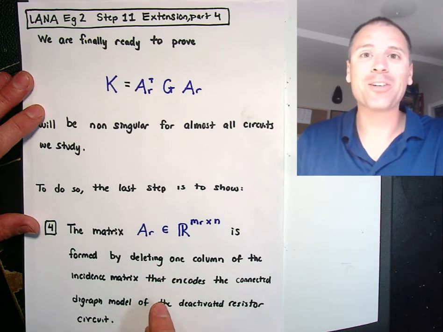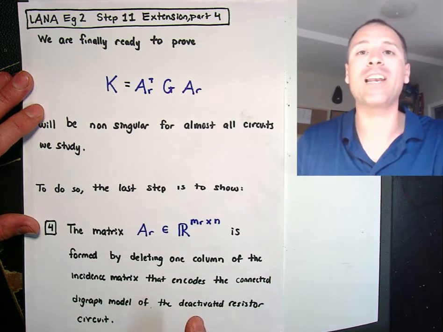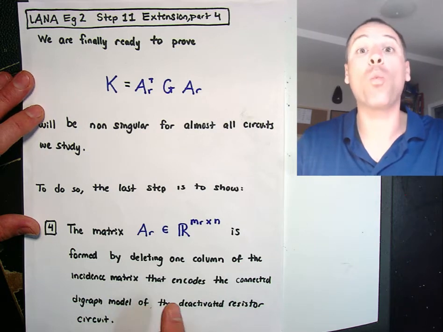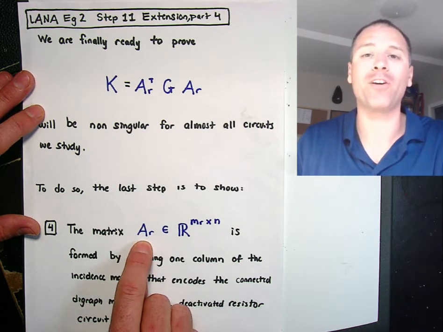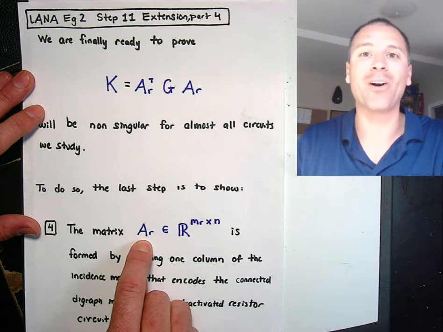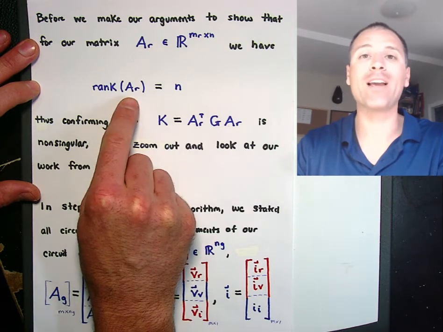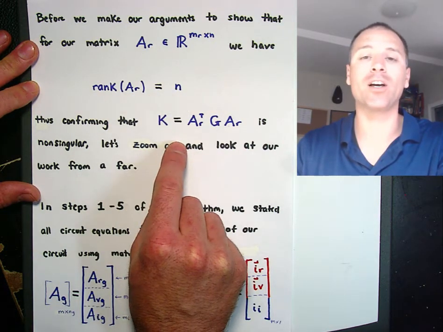We know from our results in graph theory that the number of linearly independent columns associated with an incidence matrix modeling a connected graph is the total number of columns minus 1. Well, those are the columns that fill this matrix A sub R. Thus, this part 4 extension video to step 11 is going to show that the rank of A sub R is equal to n, confirming that the matrix K is non-singular.